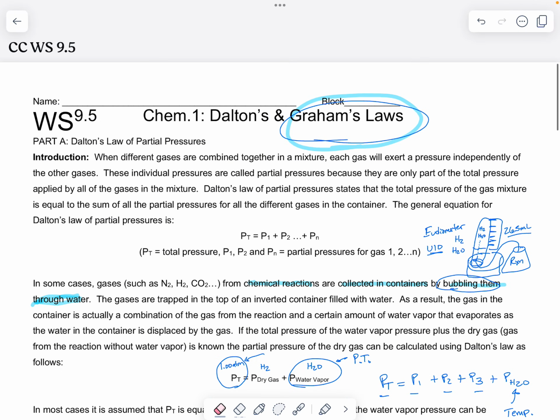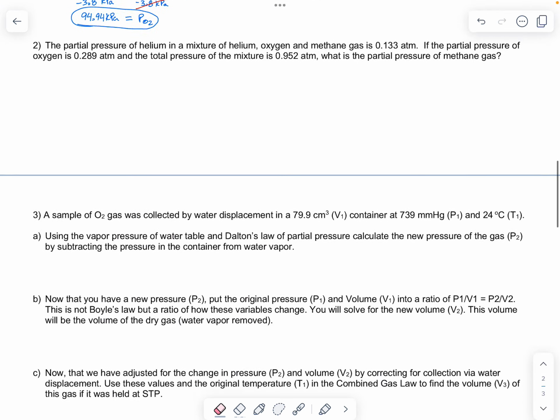All right, this is worksheet 9.5. In this worksheet, we're going to look at Graham's law specifically. The other video talked about Dalton's law already.